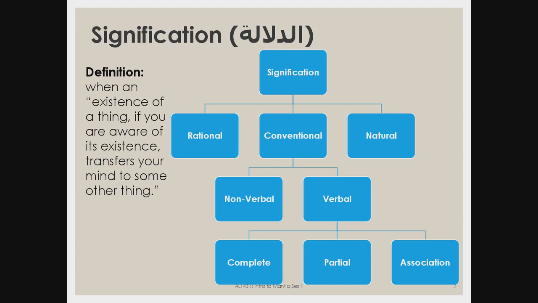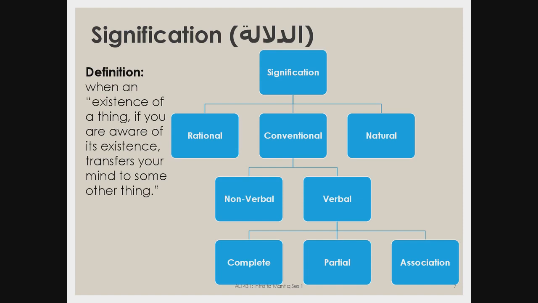Let's see. This is called ad-dalala, okay, signification. What is signification? It's simple, okay? When you come to know of an existence, anything that is existent, the moment you come to know of it, if because of the existence of that thing, your mind transfers to something else, this process is called ad-dalala. Okay? So this is the process. Now, when we start breaking it up, it's going to become a little bit clear what we mean.